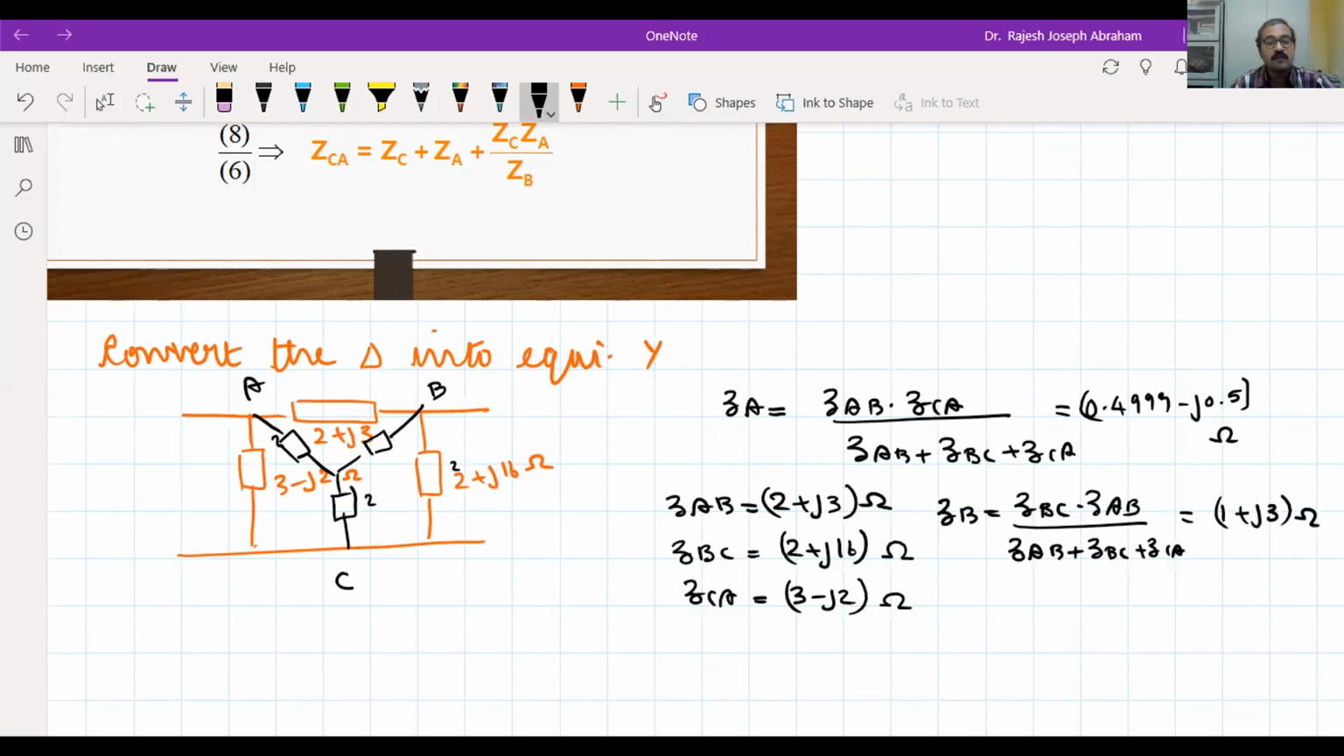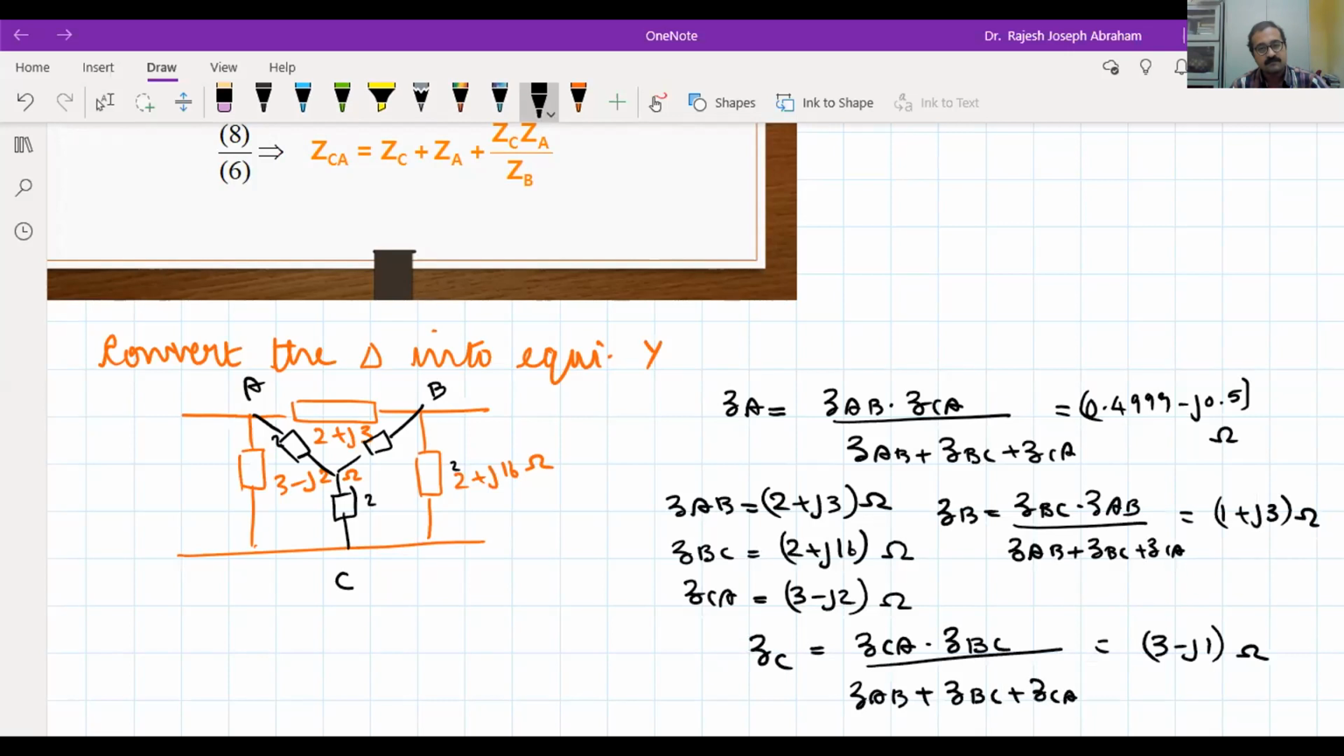Fine. Similarly, what will be your ZC? ZC will be starting suffix ZCA into ending suffix ZBC divided by ZAB plus ZBC plus ZCA. If you substitute and solve, you should get a value of 3 minus j1 ohms. So this star equivalent which we found is equivalent to the outer delta loop. So this is how to convert a delta into star. One example we have considered.